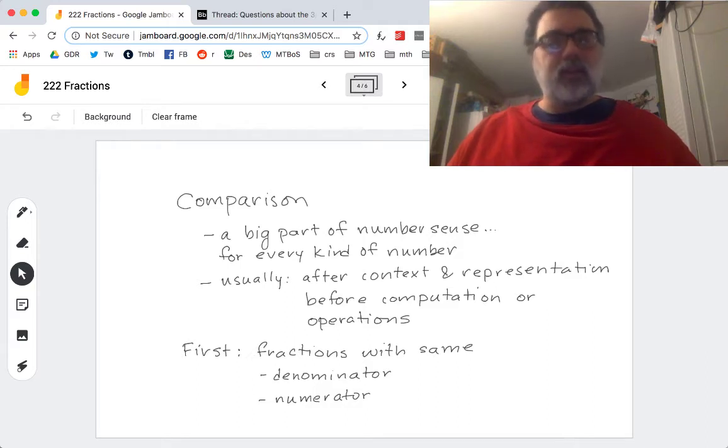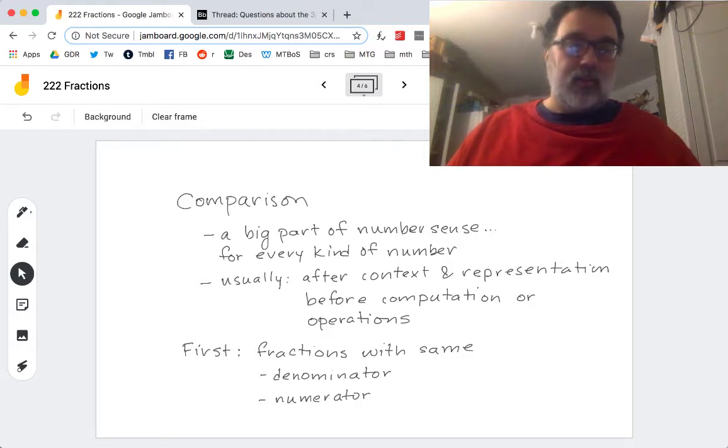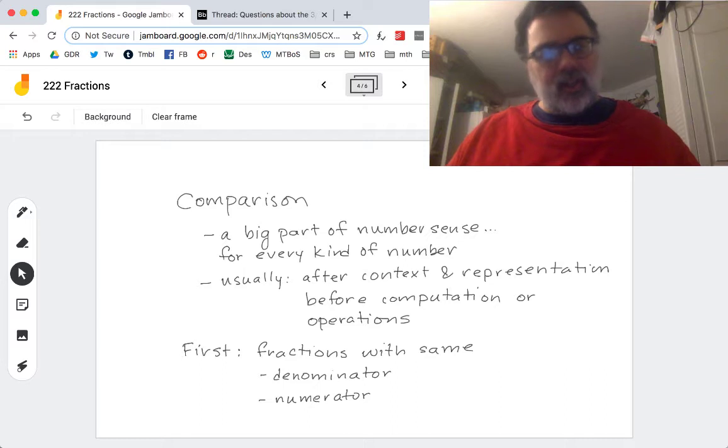This idea of comparison is a big part of number sense. And we want to revisit it. It's not just for kindergarten and first grade. We want to revisit it every time we tackle a new kind of number. So we're tackling a new kind of number with fractions. So we want to think about how these different fractions compare.